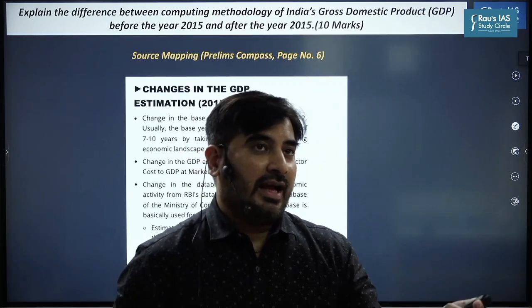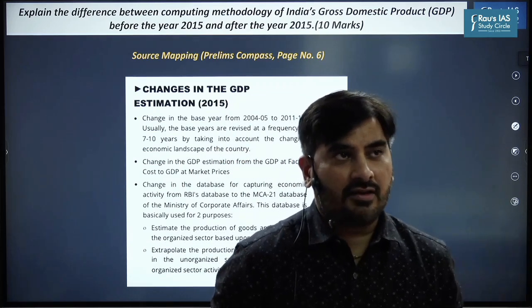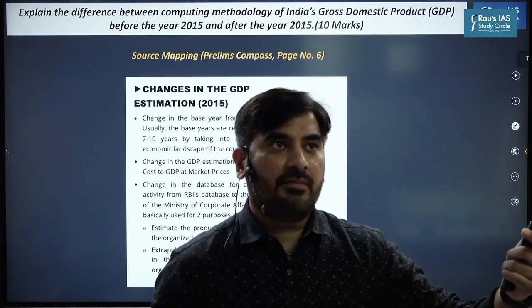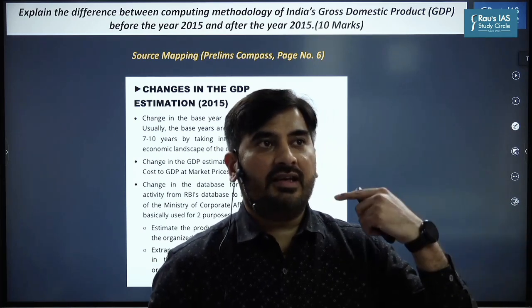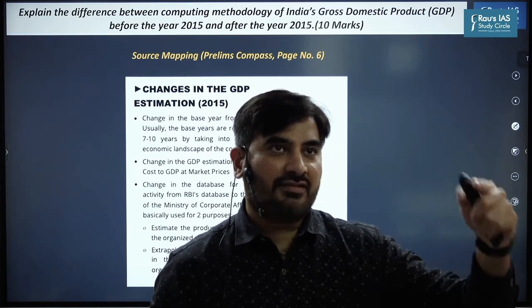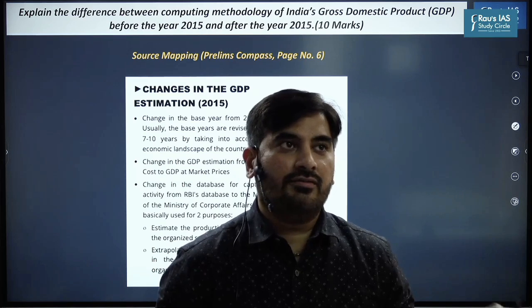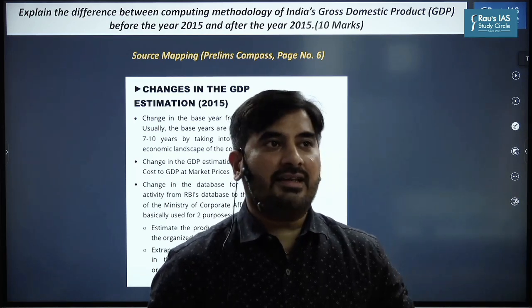As far as from where you could have answered the question, this was incorporated in our prelims compass, page number 6. As you can see in your prelims compass, page number 6, you have the changes in the GDP estimation after the year 2015. So that is directly the body of your answer.